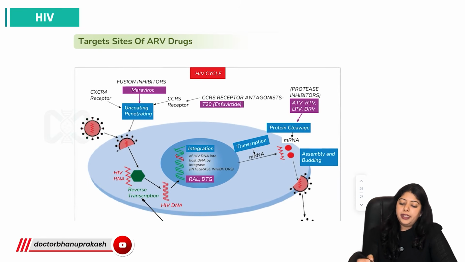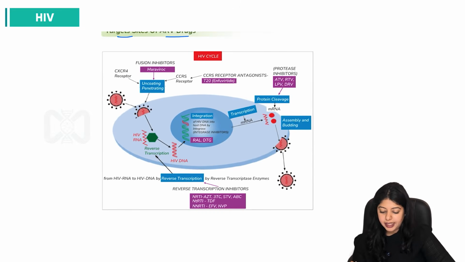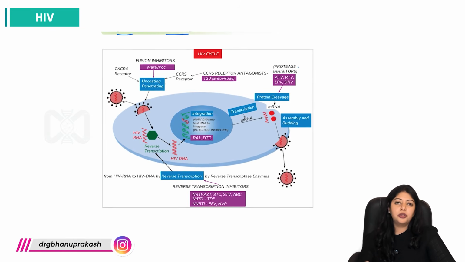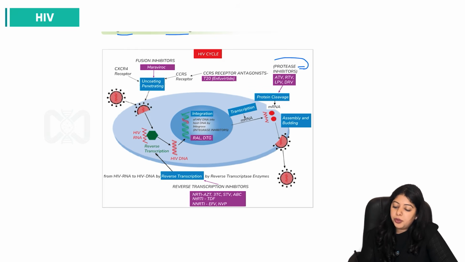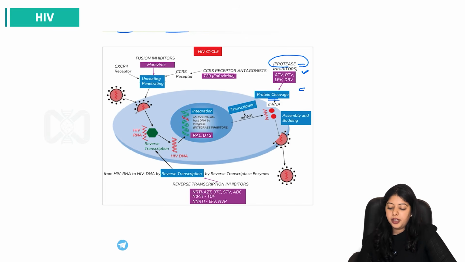Now let us briefly discuss the target sites of ARV drugs. It is a very busy slide, but it gets very easy once you know what we are reading about. Firstly, when we say protease inhibitor, what do we mean by protease? Protease is an enzyme which breaks down proteins. So protein cleavage is stopped. Those are the protease inhibitors, right?